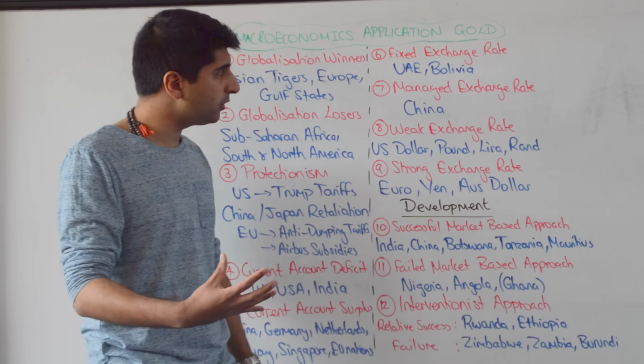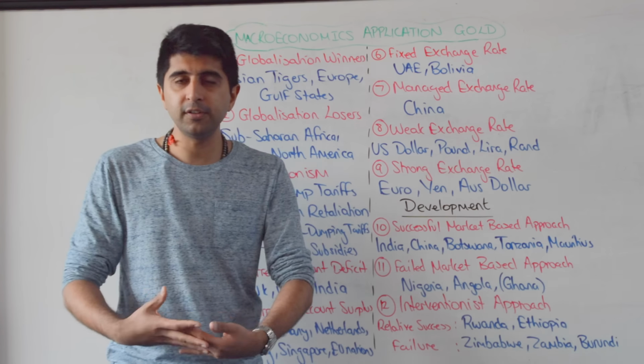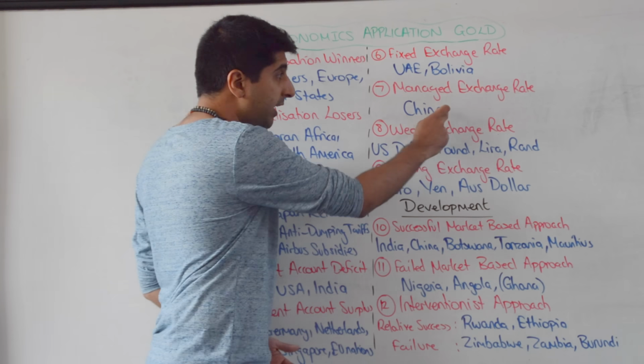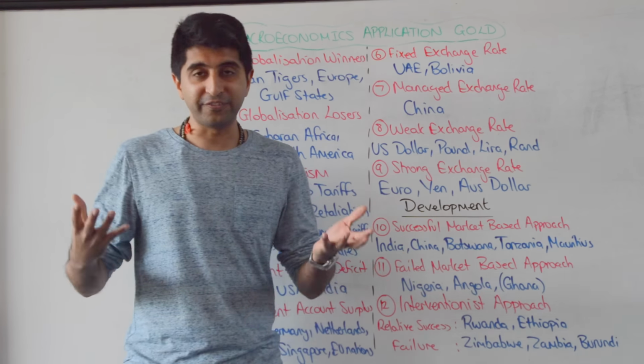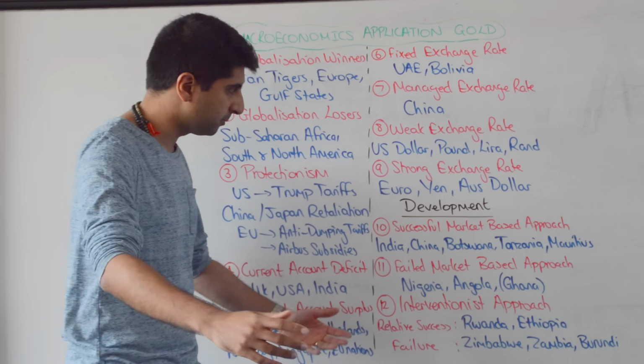Countries with managed exchange rates, so periodic interventions in their exchange rate market. We all know about China and how they intervene. Donald Trump famously calling them a currency manipulator. Countries with weak exchange rates, we've already mentioned. The US dollar, the pound, lira, the rand. Strong exchange rates, the euro, yen, Australian dollar we mentioned before.